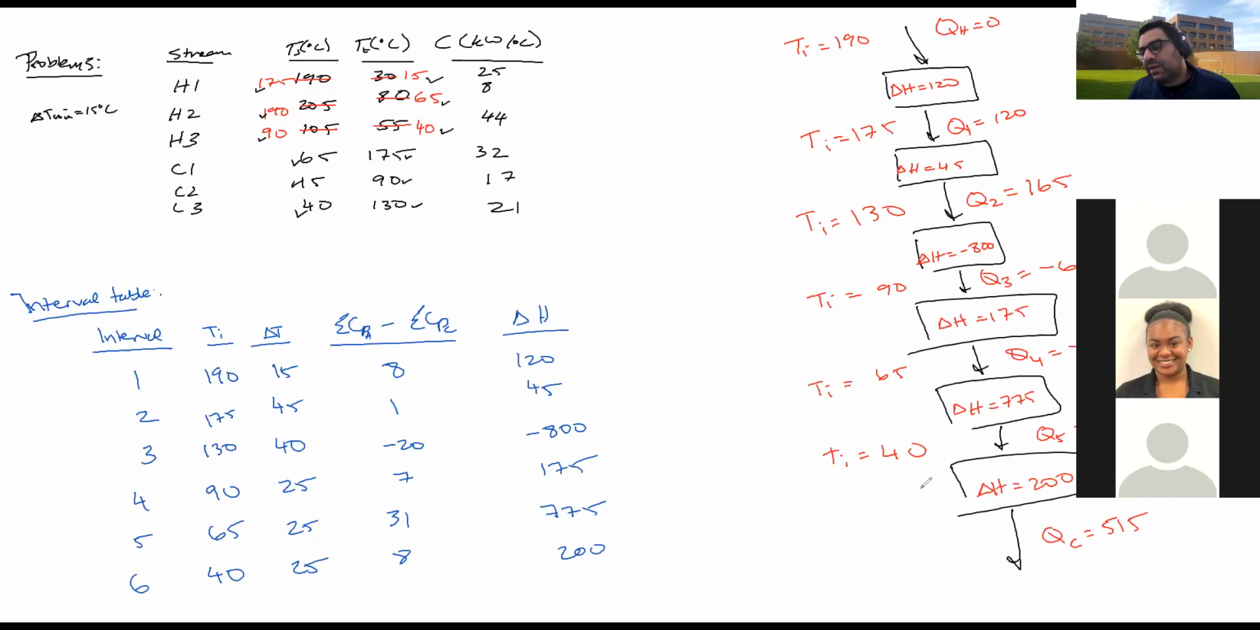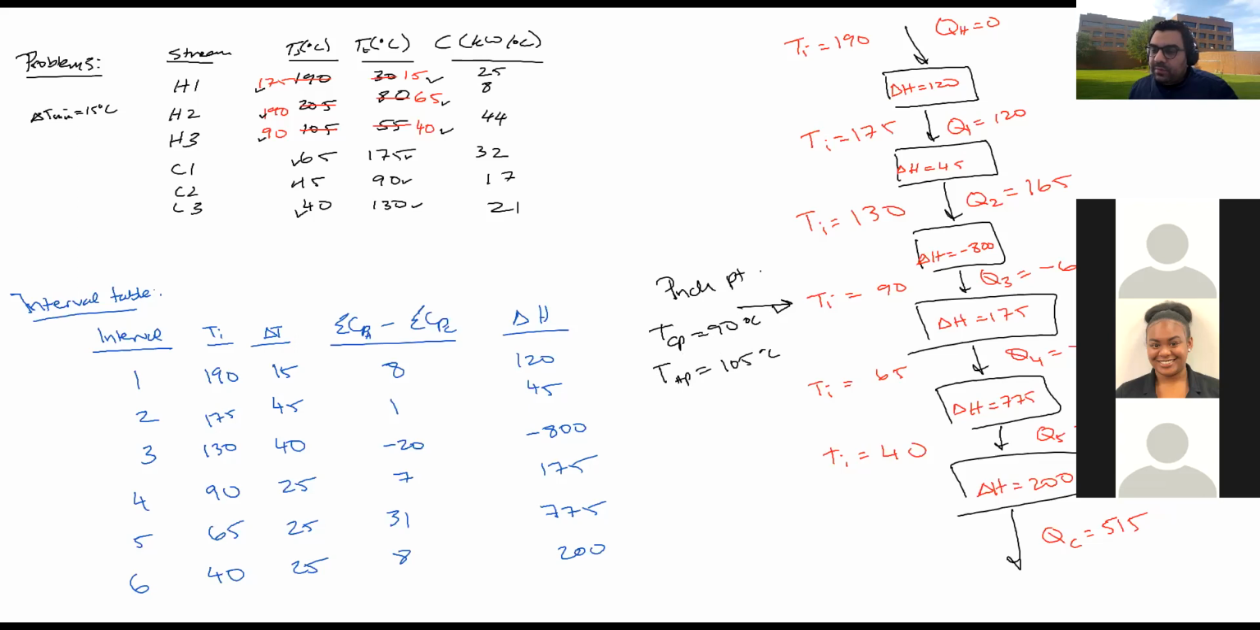Once your cascade diagram is populated, what you're looking for is the most negative point. In this case, the most negative point is minus 635, and this will be my pinch point. My cold pinch will be 90, and my hot pinch will be 90 plus delta T minimum, which is 15, so it's going to be 105. So these are my pinch points, and of course they're in Celsius. Keep a note of the units.